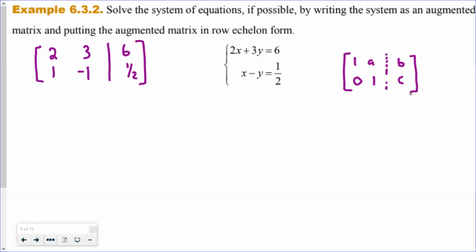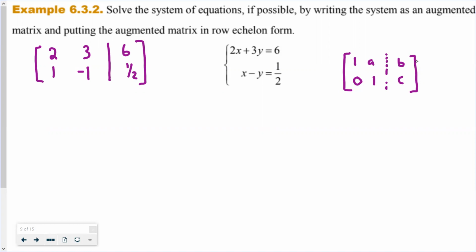But if I get it to this point, it tells me that Y is equal to whatever that constant is. And I can plug it in so I can figure out X. All right, so let's go through. We're going to do the same thing we did last time, except now we're going to use matrices instead of a system of equations. We're going to find it's actually a little bit faster and easier.